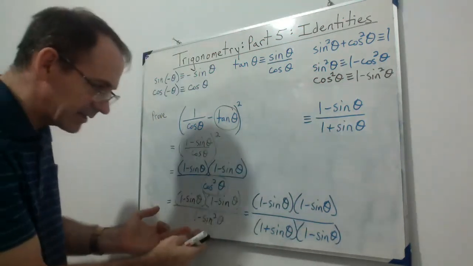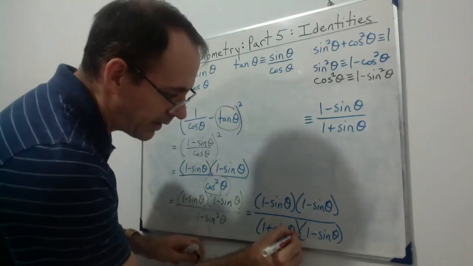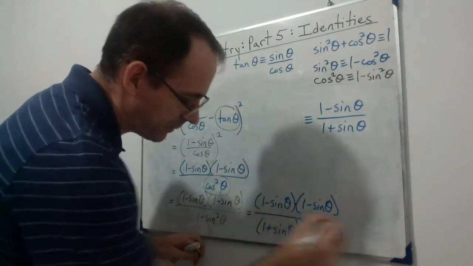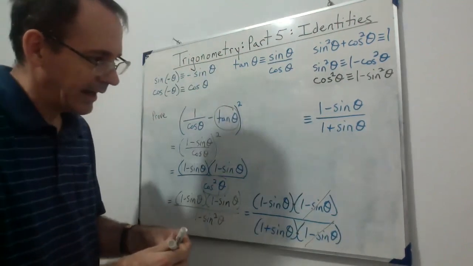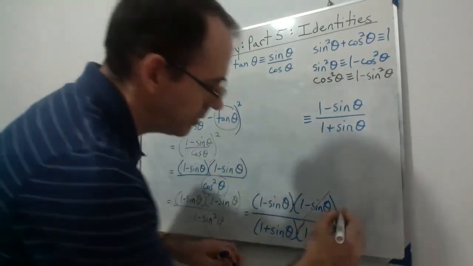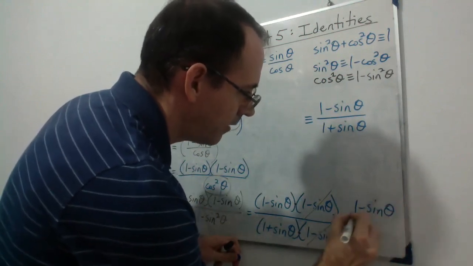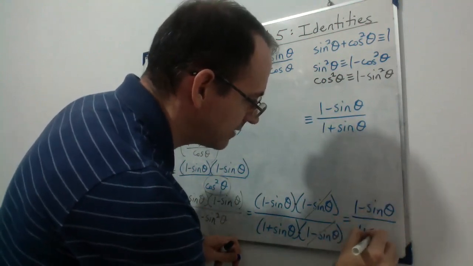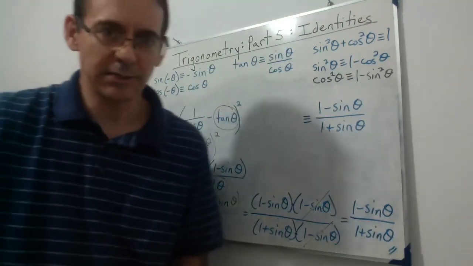So here we recognize the difference of squares. We now have a product on the bottom, a product on top, separated by division. Now we can cancel these out. And what do you know? What we end up with is 1 minus sine theta all over 1 plus sine theta. And that is exactly what we want.